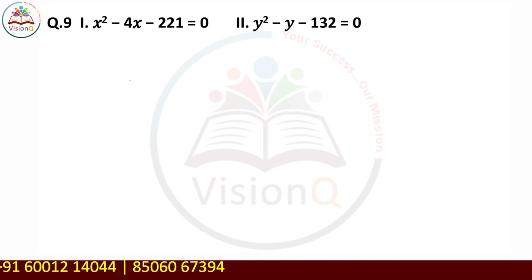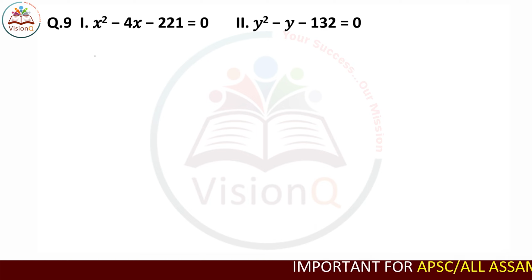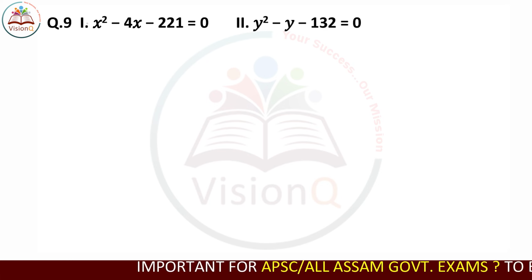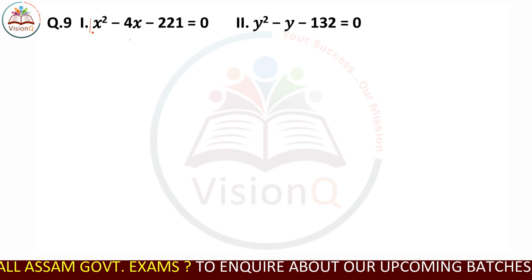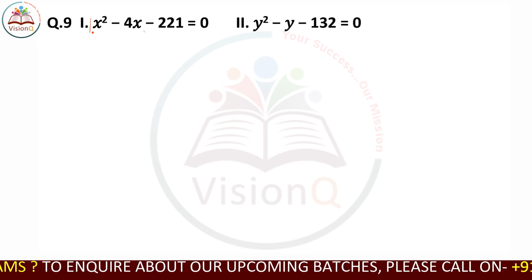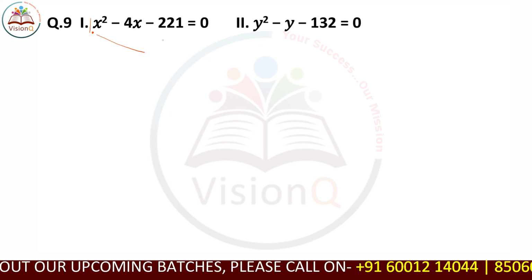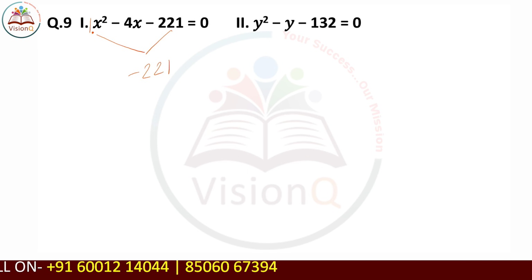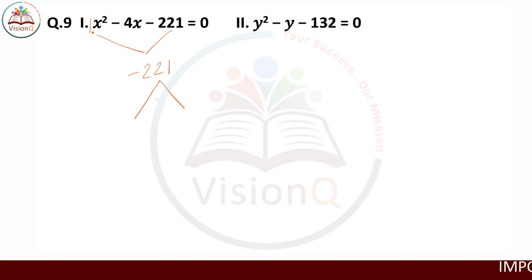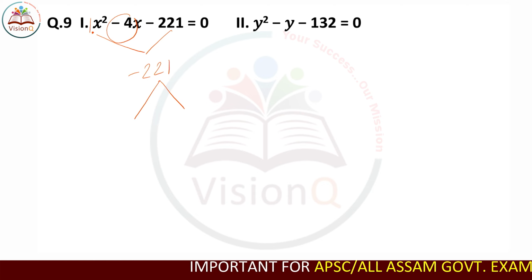So next, question number 9 is again a question of quadratic inequalities. x square minus 4x minus 221 is equal to 0. Now, a is 1, b is minus 4 and c is minus 221. If I multiply a and c here, I get the value minus 221. Our next step is very important: break 221 into two numbers so that the sum of these numbers is b, which is minus 4, and the product is minus 221.